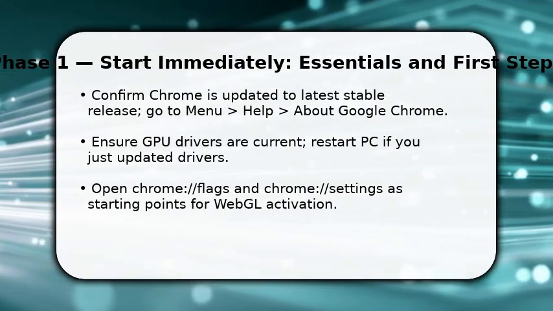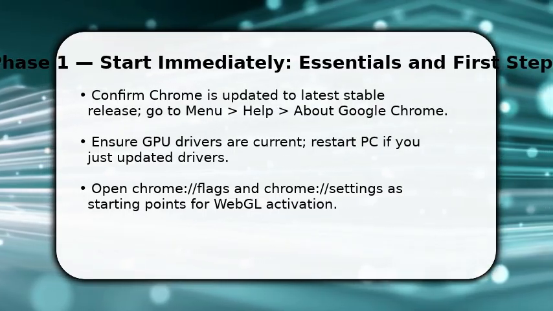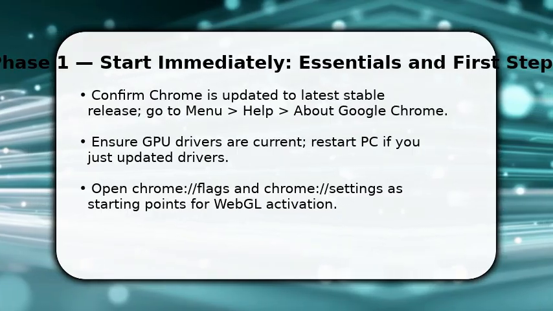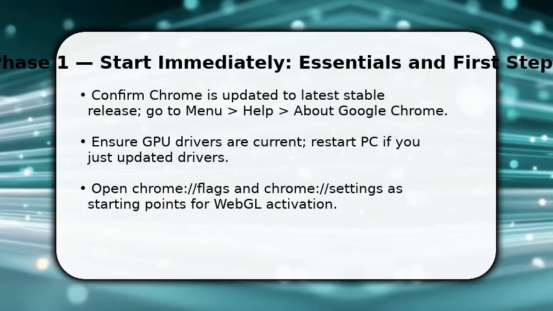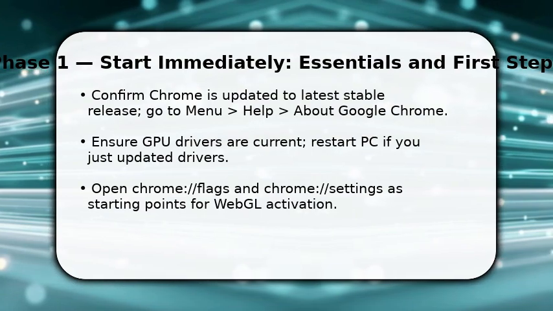Next, type chrome:// in the address bar to access experimental features and chrome://settings to check standard site settings. These first steps prepare the browser to accept changes, and they save time because you won't chase errors caused by outdated software. Now make the concrete changes.